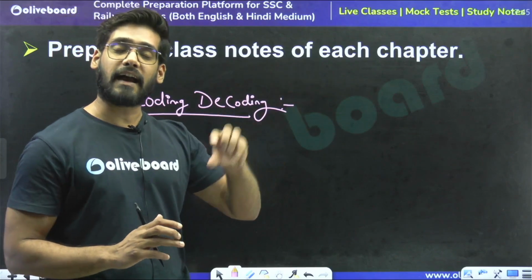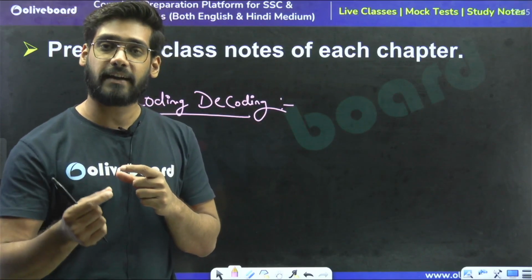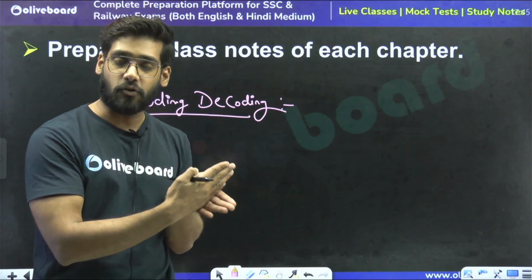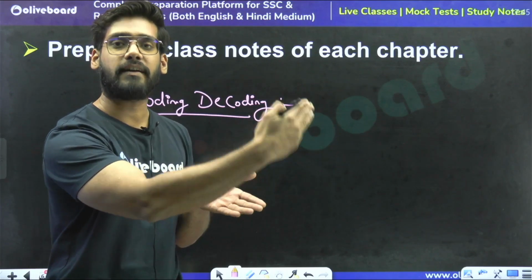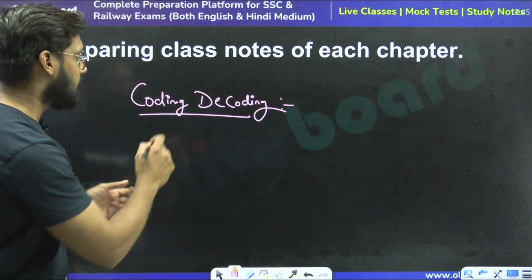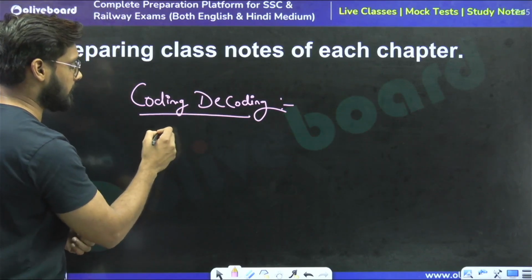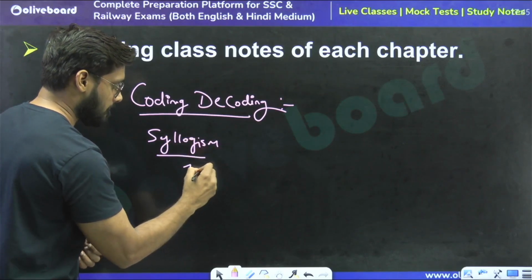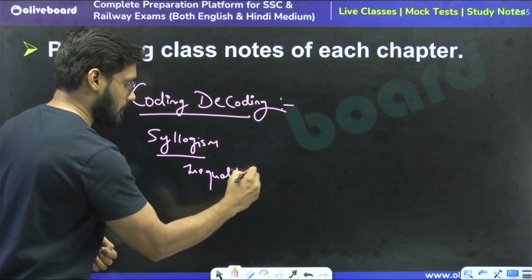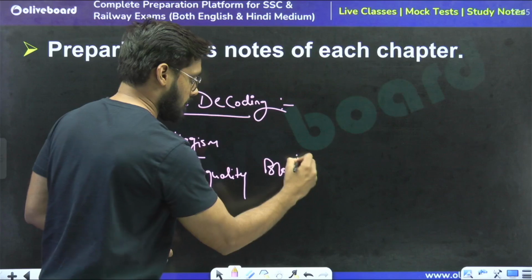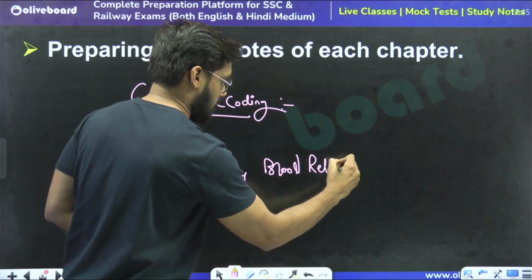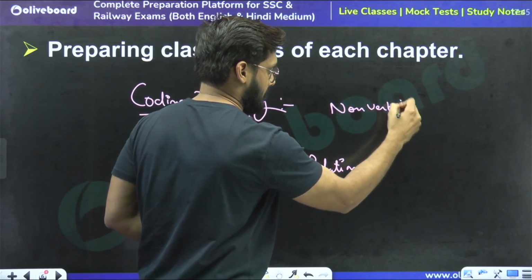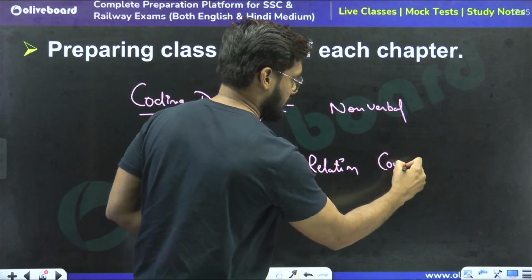We have to prepare class notes, the important points from that chapter, in a neat and clean manner. We have to maintain a separate copy for reasoning, for English, for quant, and for each and every subject. And we have to prepare notes on coding decoding, syllogism, inequality, blood relation, non-verbal reasoning, and counting of figures.